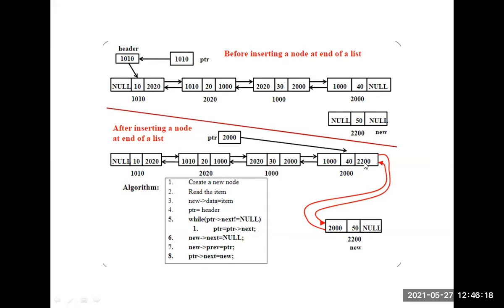This part we call PTR of next. So in PTR of next we store the address of new. So PTR of next equal to new. Okay, so in this way we insert a node at the end position of the list.